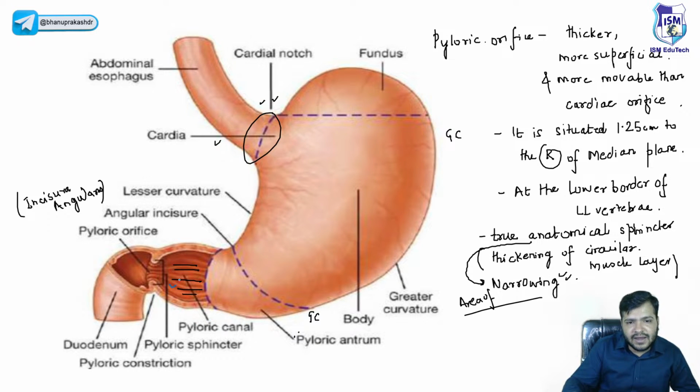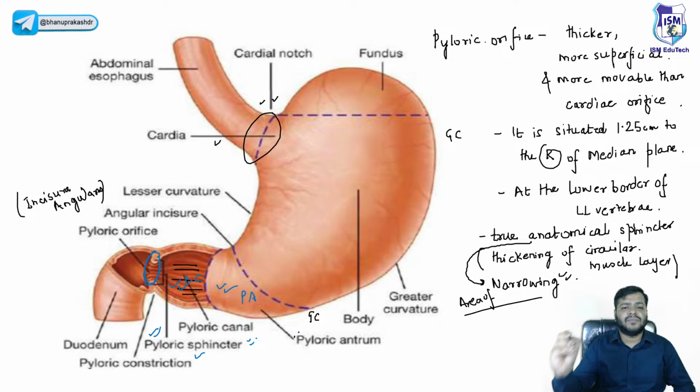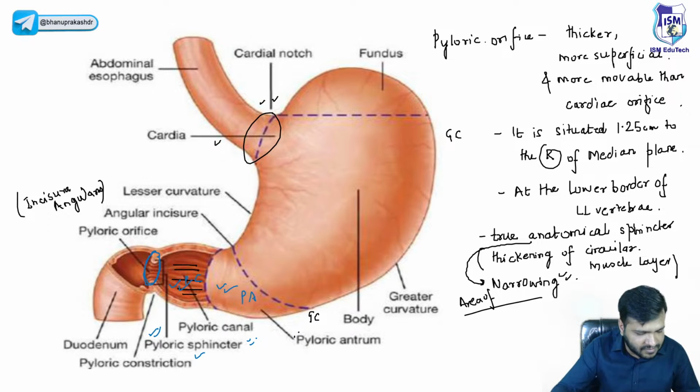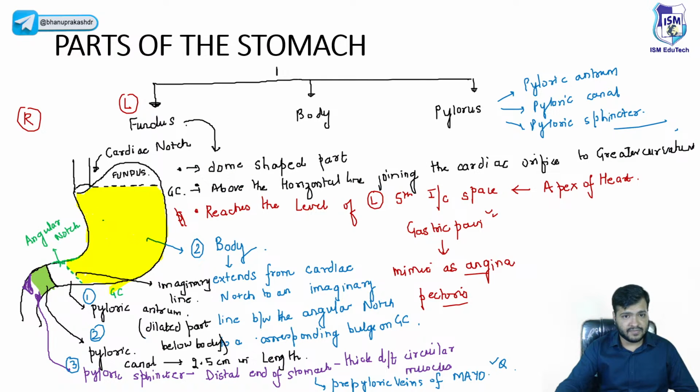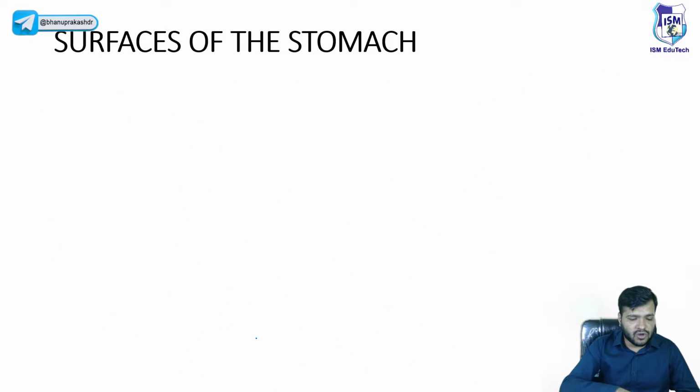The pyloric antrum, the pyloric canal, and then we have the pyloric sphincter. We have drawn the same diagram. Okay, and the rest will continue as the first part of the duodenum. So I hope these borders and the parts of the stomach are clear. Now coming on to the surface of the stomach.